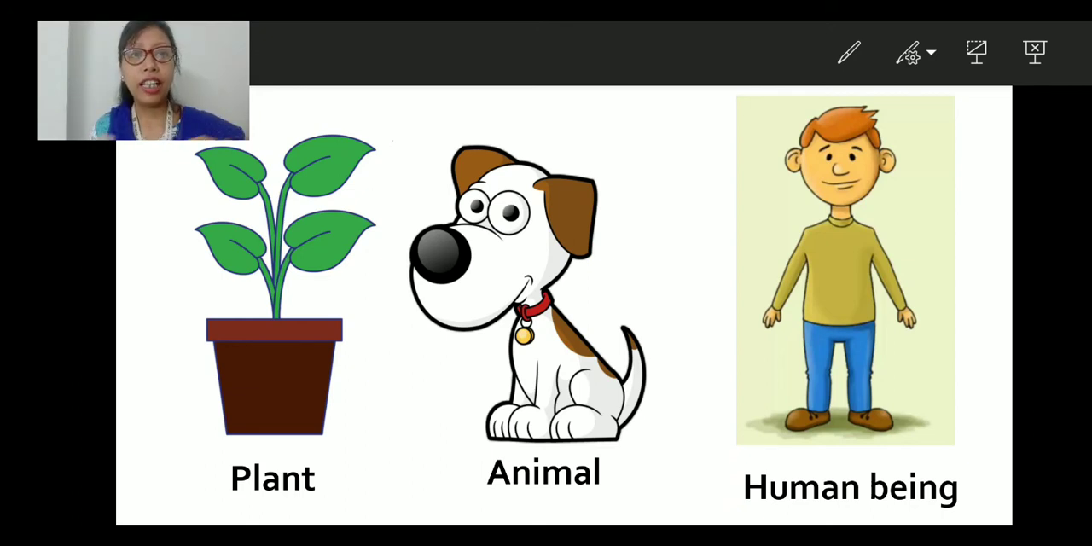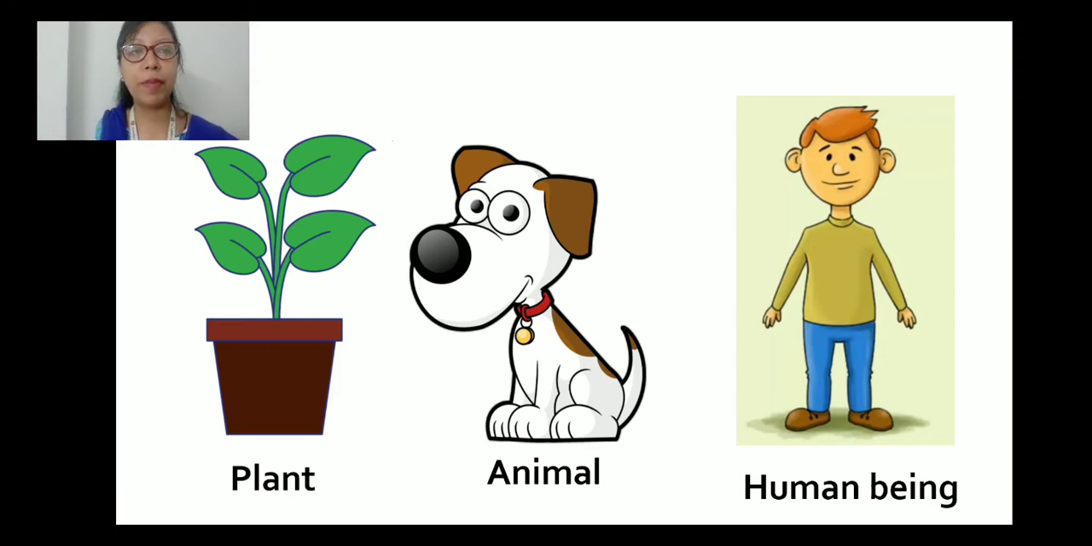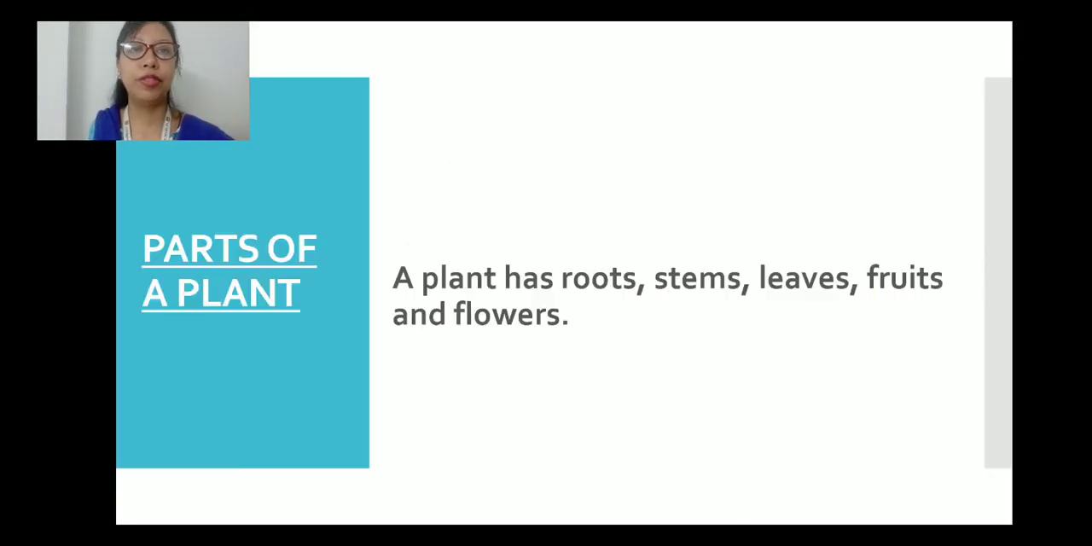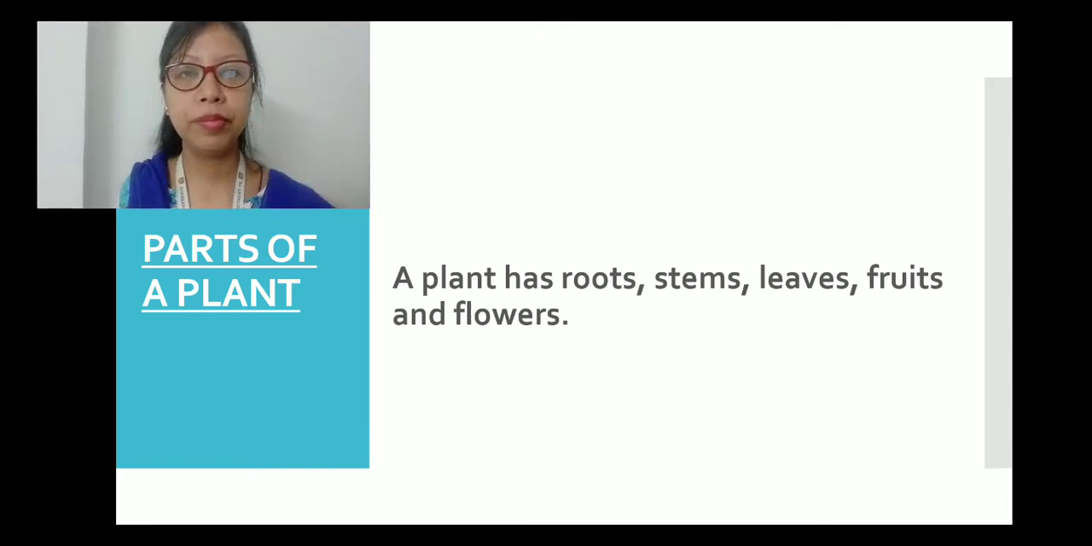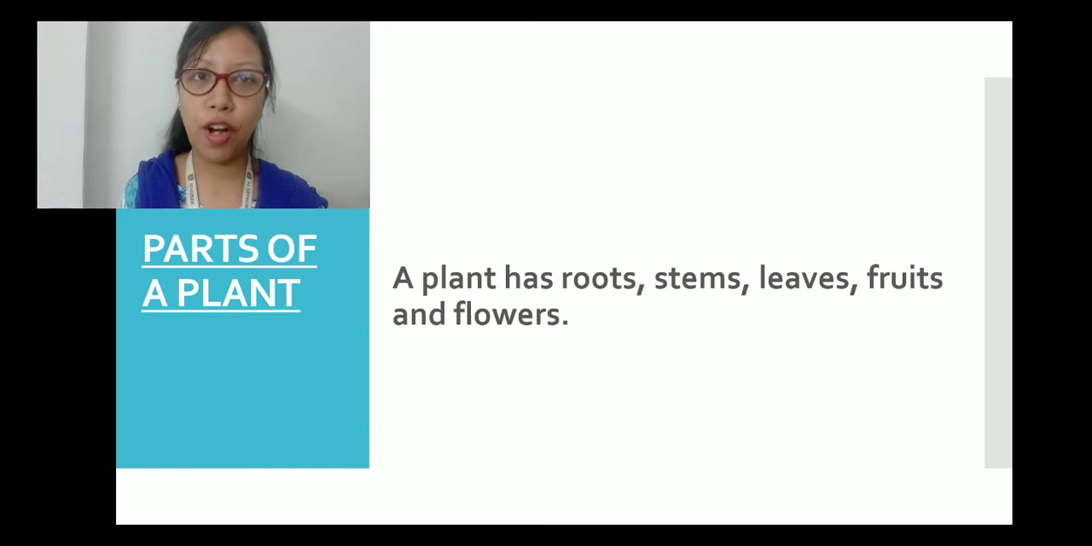Therefore, they have their own body parts. They have their own names. You can say that for animal and human being, some of the names of the body parts are similar, but if you compare it to the plant, it is not similar. Plants have different names for their parts. Let us move towards the parts of the plant.